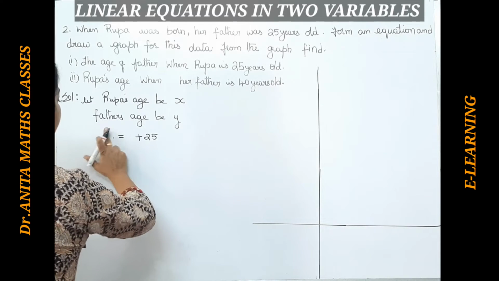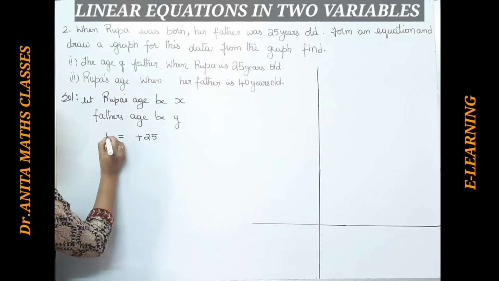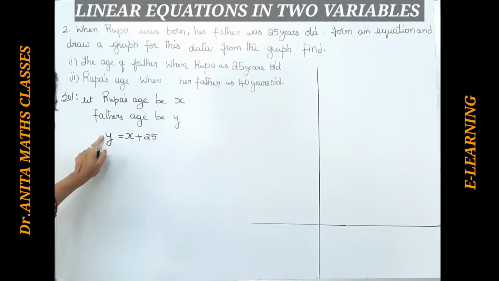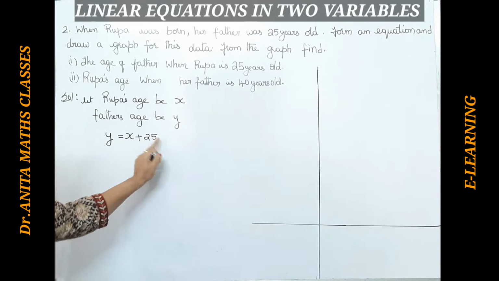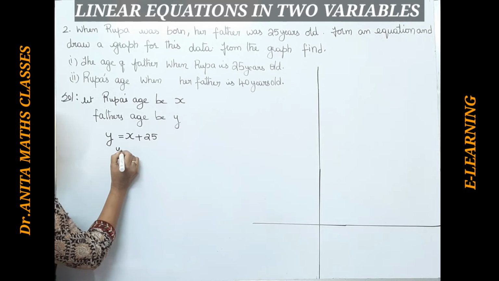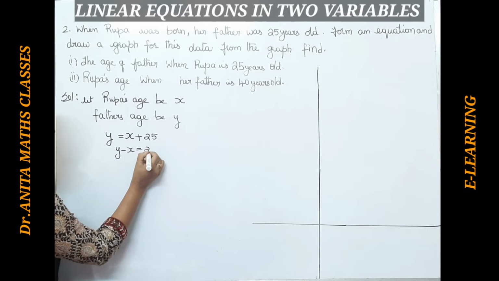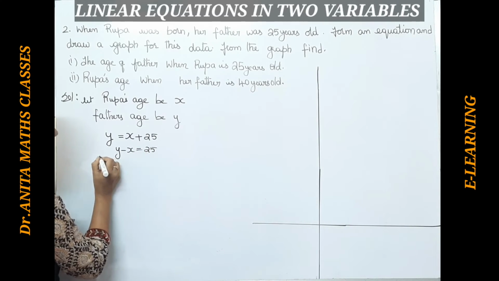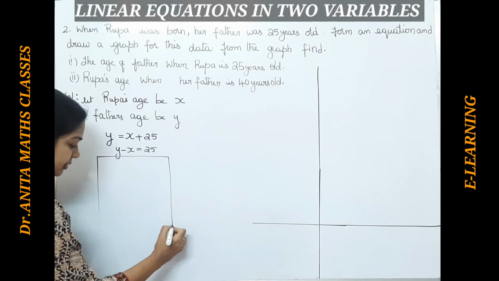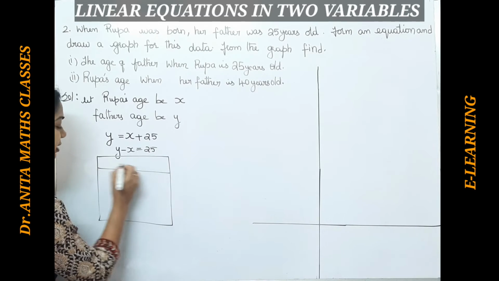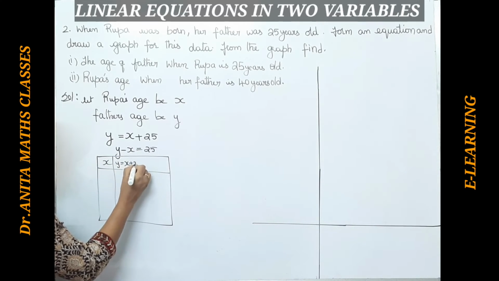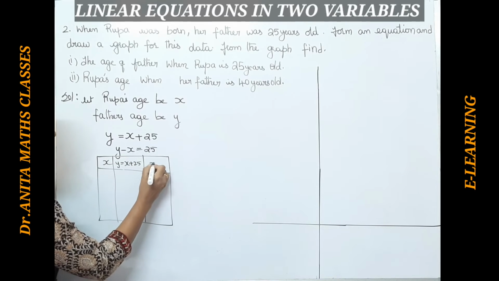Sorry, here I am supposing his father's age was Rupa's age plus 25, isn't it? Father's age y is x plus 25. That is the equation. Now for this equation, y minus x is equal to 25. So for plotting the graph we will write the points. So y equals x plus 25, and x comma y is the point.